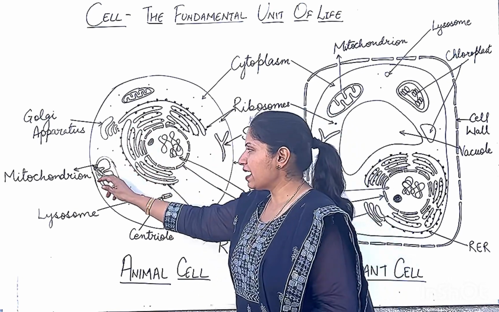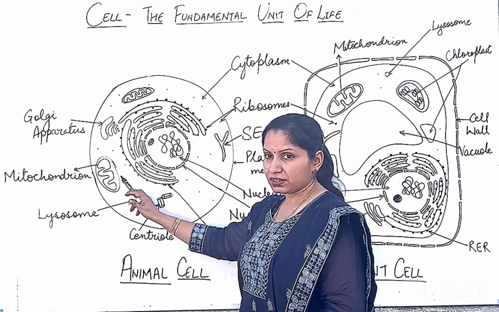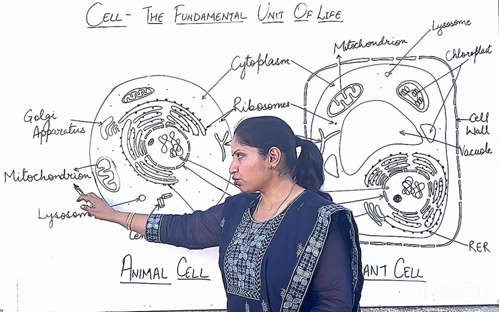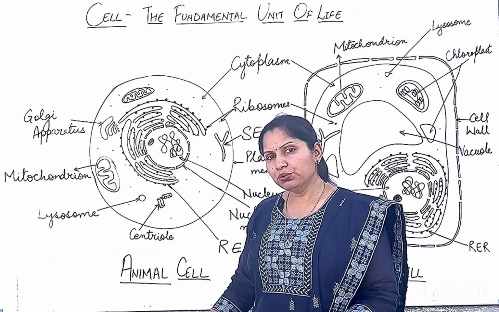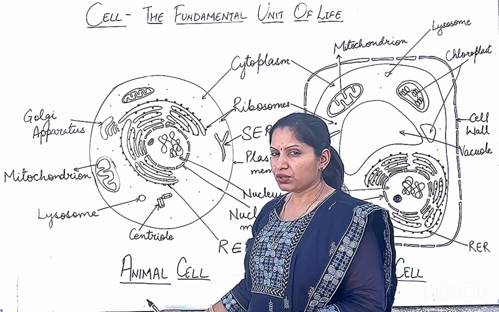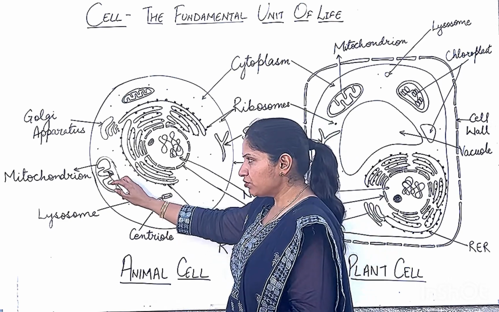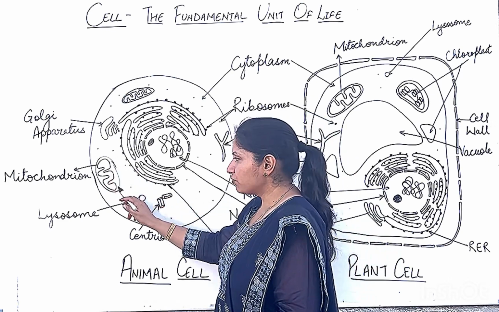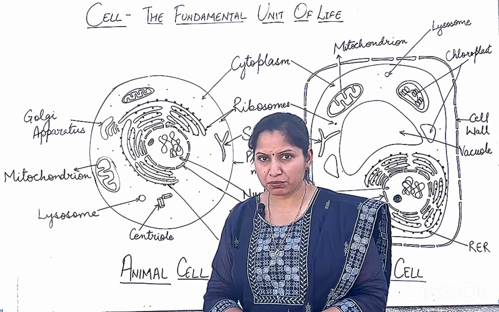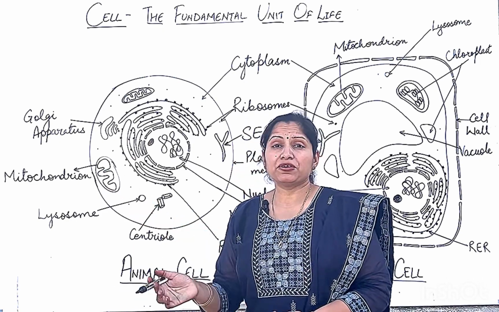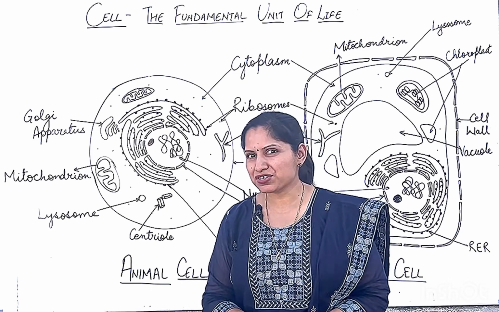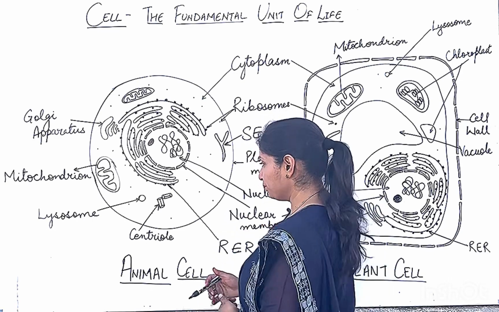Then a cell has mitochondrion. Singular is mitochondrion and plural word is mitochondria. So a cell has mitochondria, and mitochondria is also a double membrane bound structure, also known as the powerhouse of a cell. You remember that, I hope.